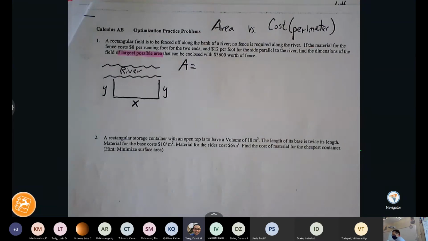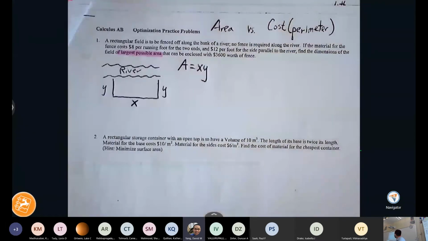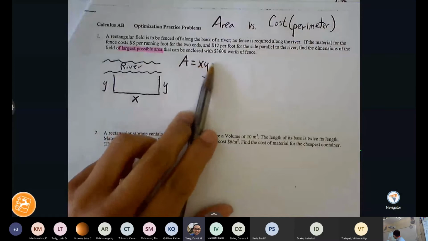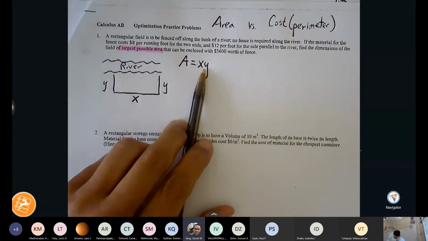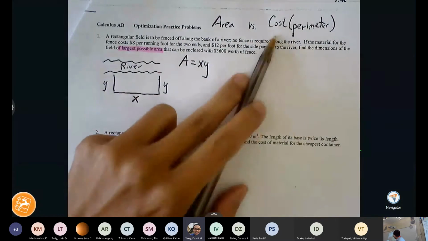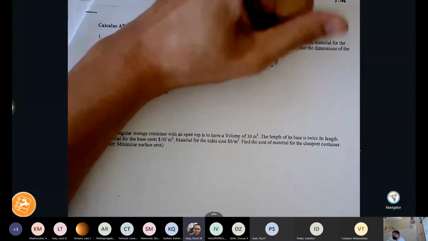All right, so what's our area of the fence? All right, we need some help, right? Too many variables on the right side. So cost is going to be the equation that's going to help us out.